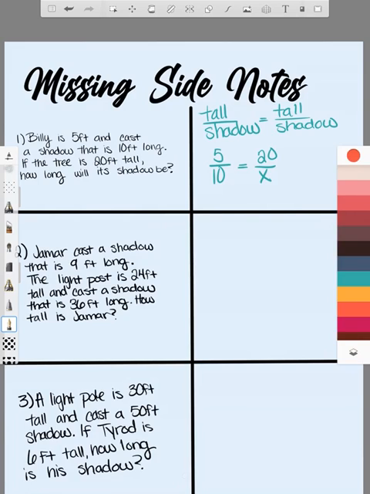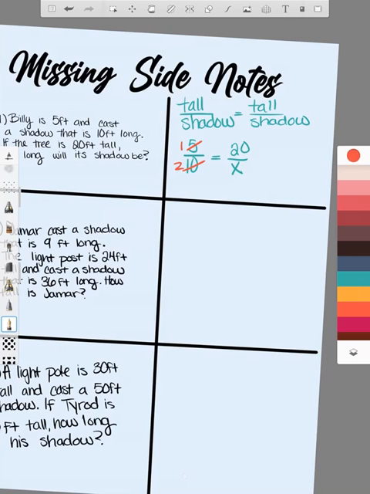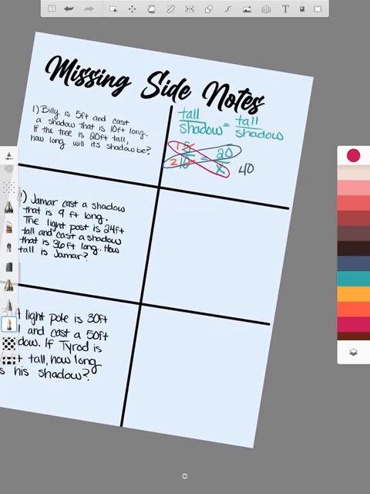I always like simplifying. So I know 5 can go into 10 twice. So 5 becomes a 1 and 10 becomes a 2. And now I'm going to cross multiply. I'm going to multiply 2 and 20, which gets me 40. And then I'm going to multiply 1 times x, which just gets me x. So now I know that the shadow is going to end up being 40 feet long.